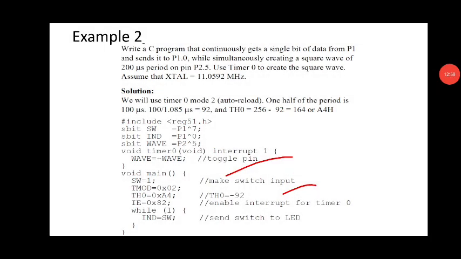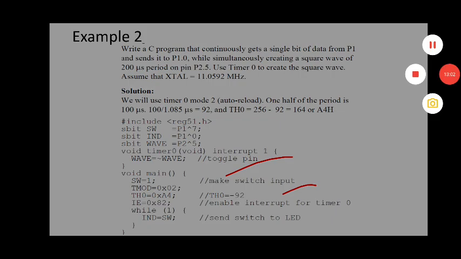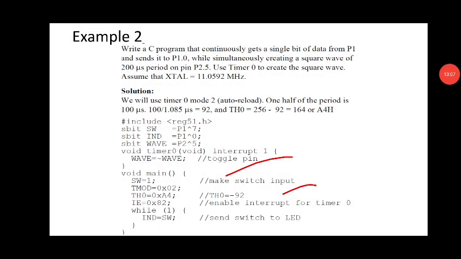Now this is about the program: a C program to demonstrate the concept of interrupt through a switch. The switch will be 1 here. If the switch is turned off, it will send the signal and change the square wave from high to low, low to high.